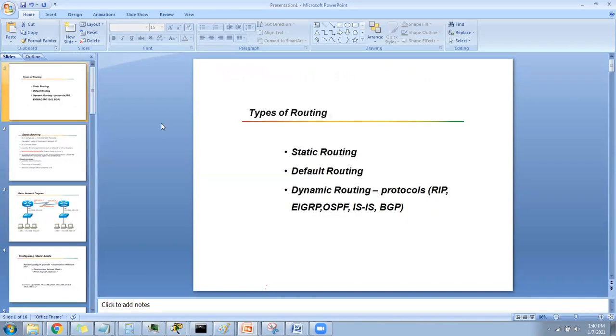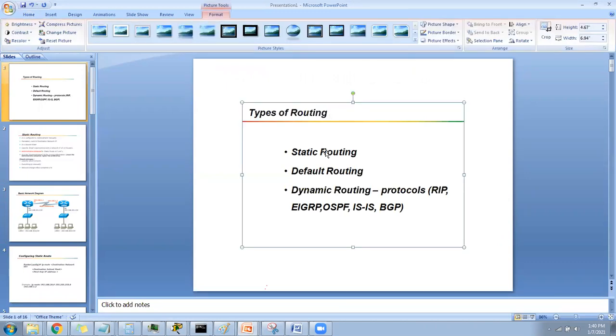Now see, we haven't touched the dynamic. Then you decide which one will be good. Okay, static routing done, default routing done. Now the dynamic routing. Let's move to dynamic routing.